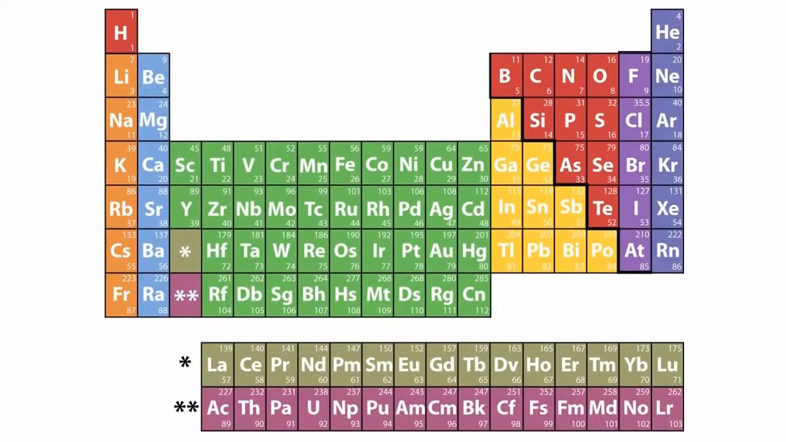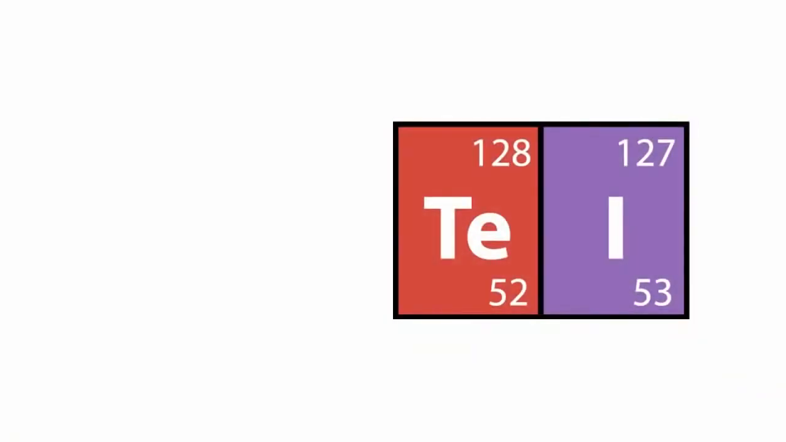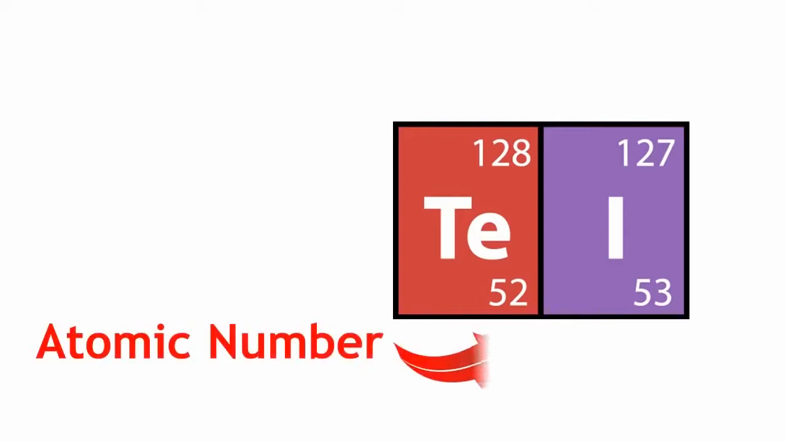In the modern periodic table, where the elements are ordered by their atomic number, tellurium, which has an atomic number of 52, would be put before iodine, which has an atomic number of 53, so they fit into their correct positions without breaking any rules.